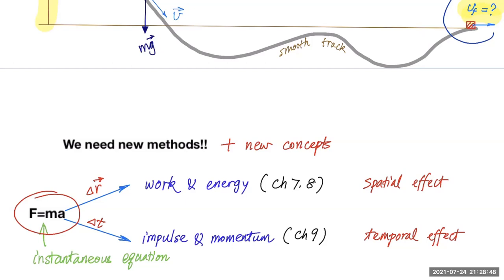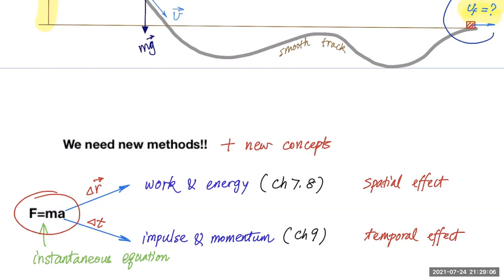It doesn't tell you how much change has already happened to the system. If you want to know how much change has already happened, you don't just tell me the force. You also give me, like I said, the opportunity for the force to act on the system, on the object, to bring changes.